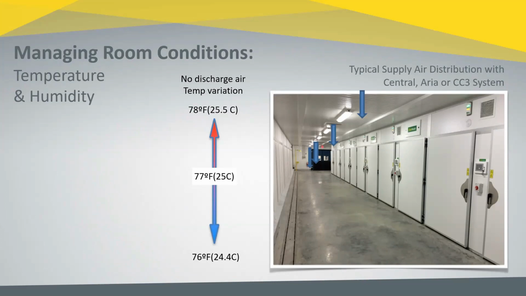Because we're controlling the supply air being fed to the hatchery, we'll see a supply range of 76 to 78 on a system similar to this, and therefore you're going to have a very consistent room temperature. And with consistency in temperature, it makes it easier to be consistent with humidity as well.